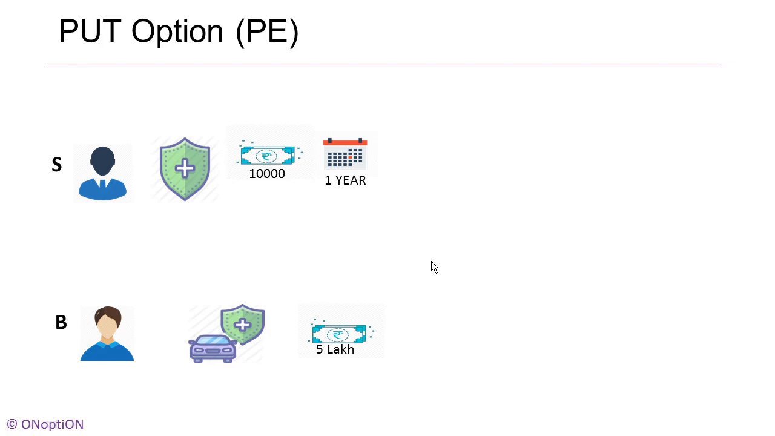Now let's look at two different scenarios. Throughout the year, he hasn't made any insurance claim. In this case, what happens? The contract becomes worthless at the end of the year.